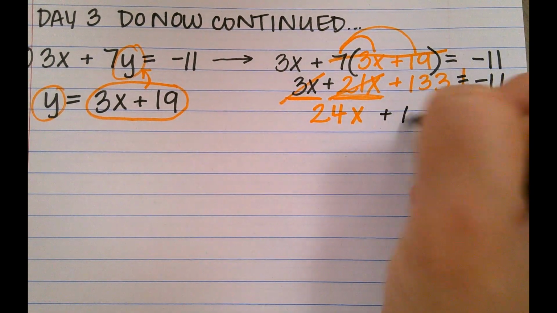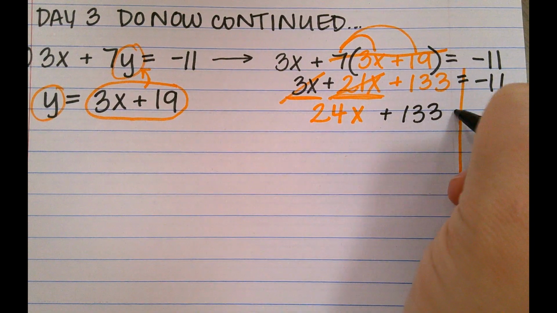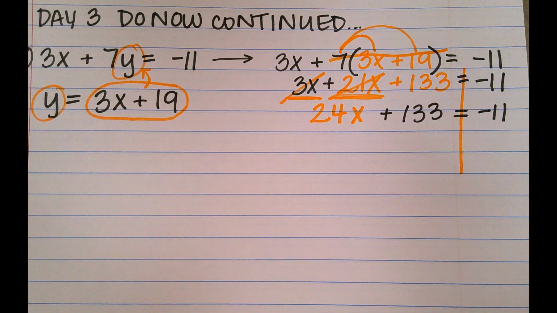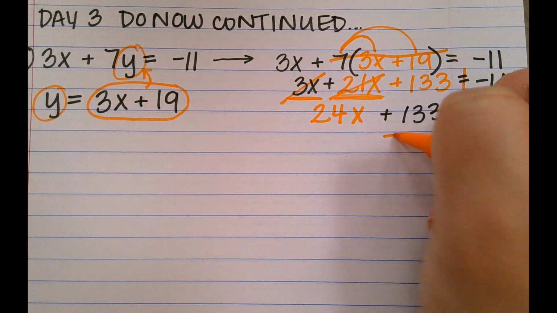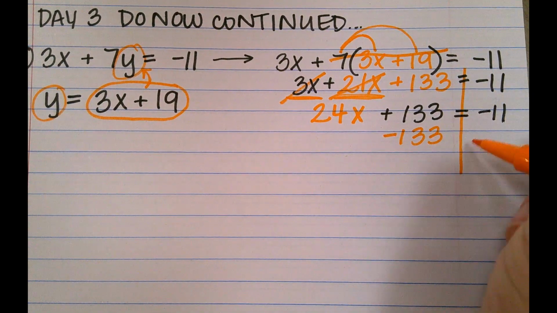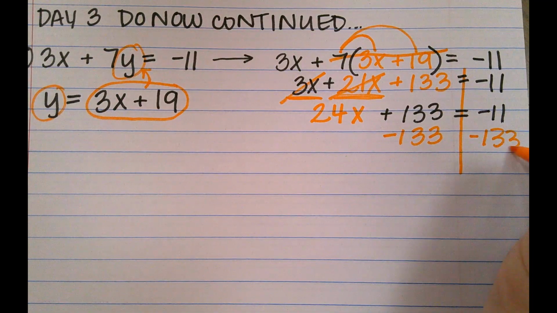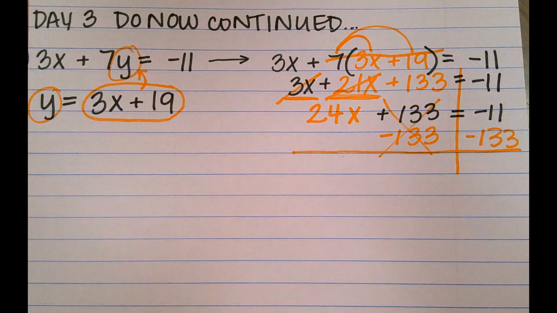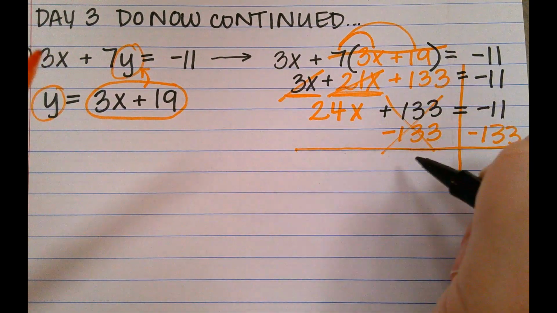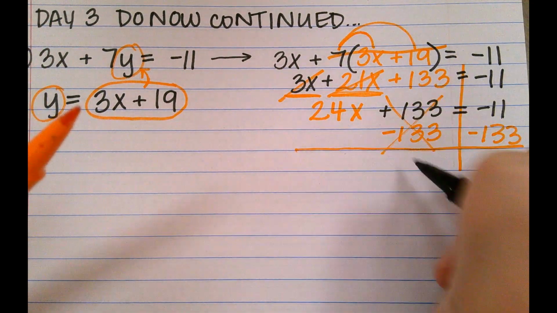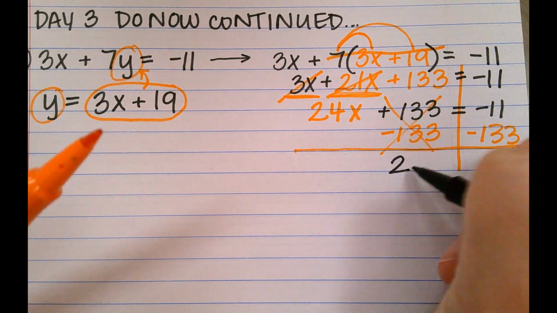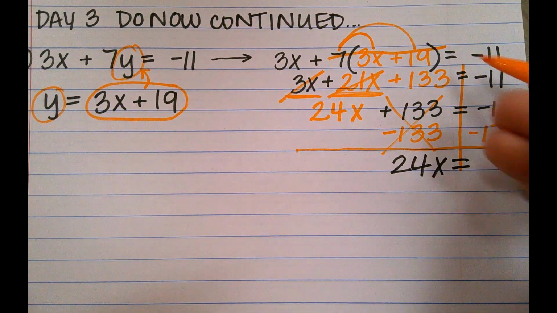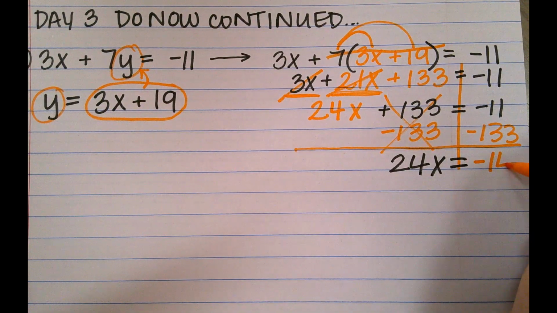Plus 133 equals negative 11. Good, subtract 133 from both sides. Negative 144. Yes, negative 144. I'm going to bring down my 24x. Equals, and then you said negative 144.